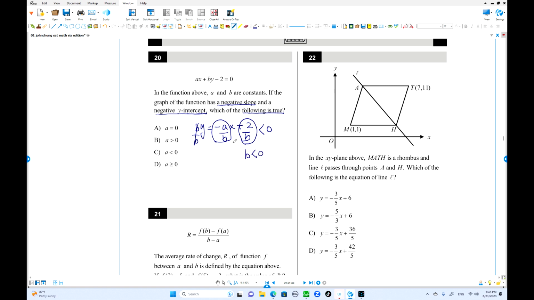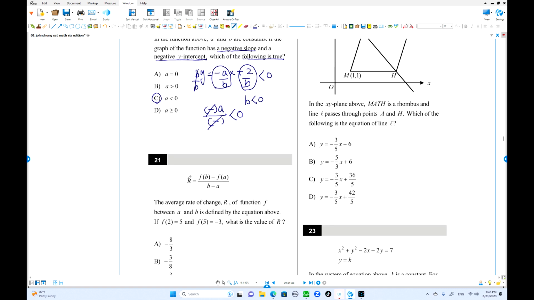Okay, now I'm going to put this negative sign in the b there, another negative there. This is a, this should be less than 0. Okay, this is a positive, so a must be less than 0. Okay, that choice is the answer.